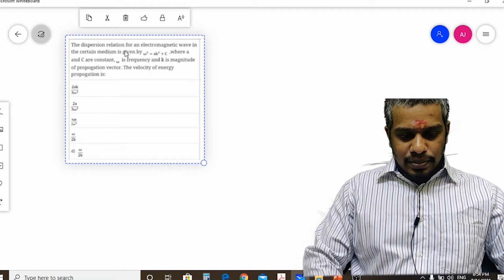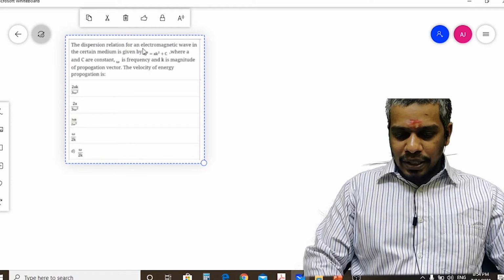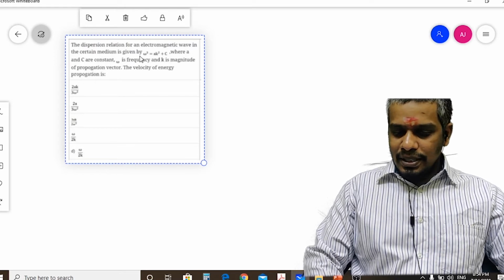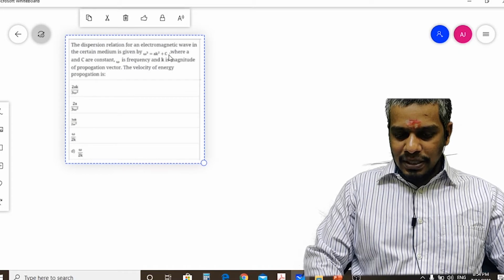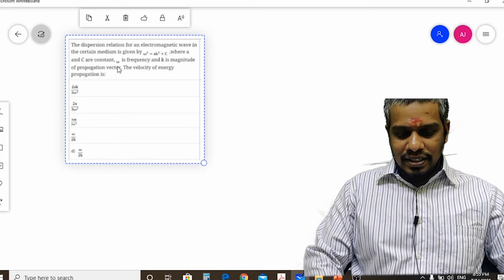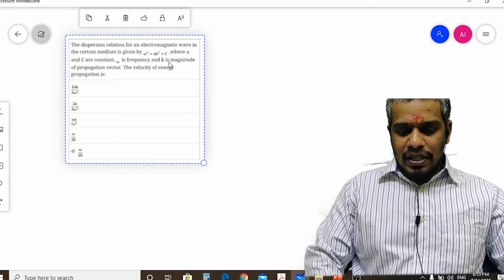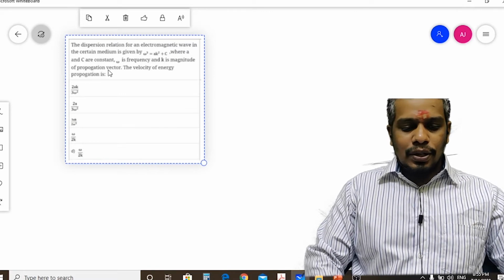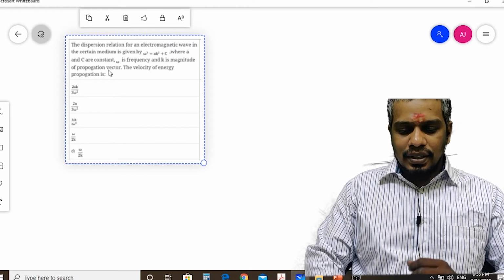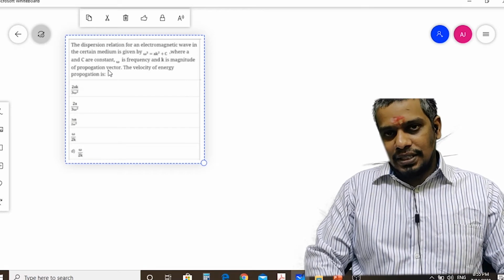The dispersion relation for an electromagnetic wave in a certain medium is given by omega cubed is equal to a k squared plus c, where a and c are constants. Omega is the frequency and k is the magnitude of the propagation vector. What is the velocity of the energy propagation?